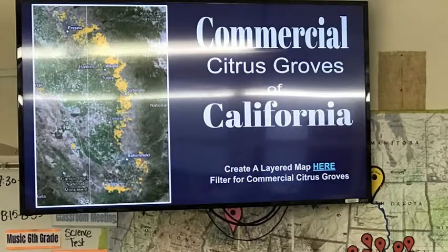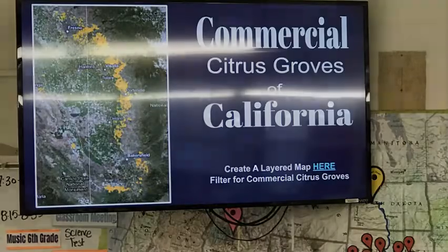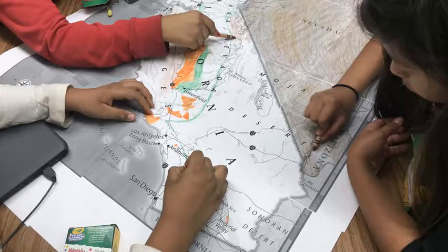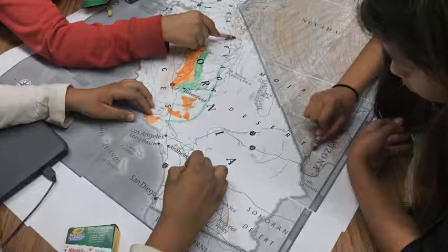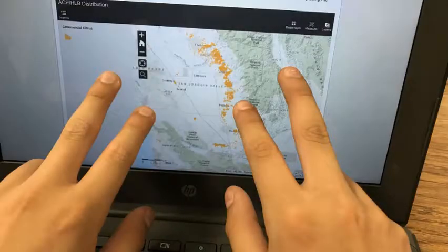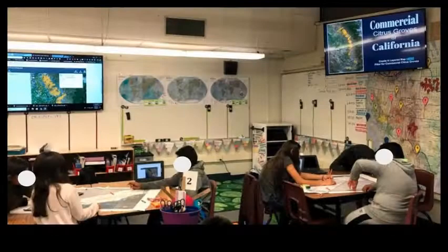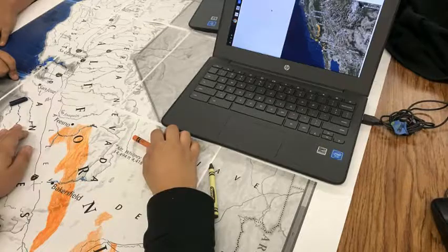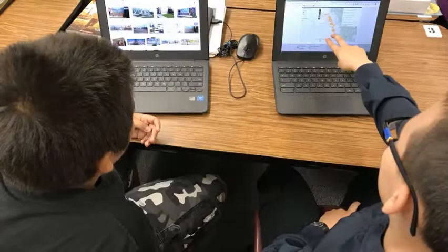Using regional and local scales, my class used National Geographic tabletop California maps to illustrate the local commercial groves. We learned how to filter the ACP HLB distribution map for commercial citrus, and my class was surprised to see how large the commercial growing region is in Kern and Tulare counties. One third of all fresh citrus in California is grown here.